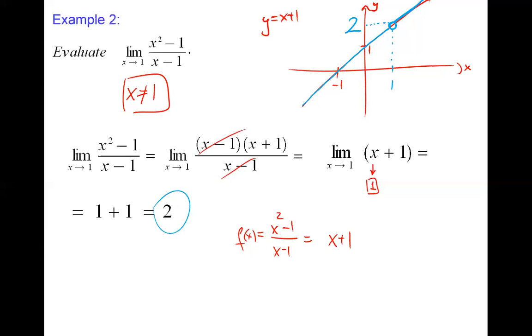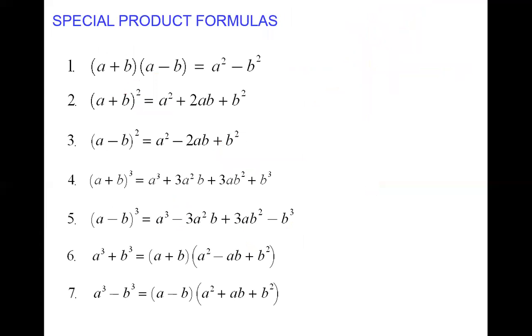Let's try to calculate more limits. Before we do the calculation, I suggest everyone know all of these special product formulas, because they will be really helpful to find common factors. We used the first one: a squared minus b squared can be factored as (a plus b) times (a minus b).